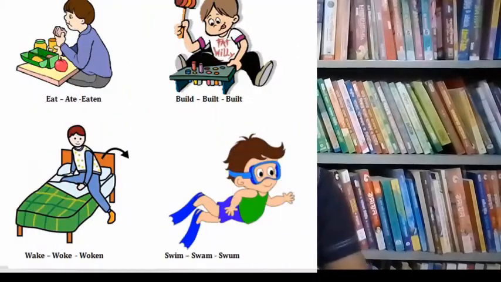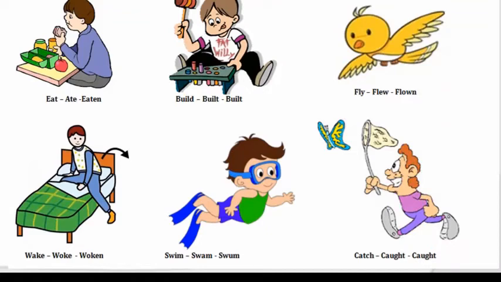So students, you had better memorize these strong verbs. I have some examples for you with activities. Eat, ate, eaten. You see, eat, ate, eaten, these three forms are totally different. Build, built, built. Fly, flew, flown. Wake, woke, woken. And these are all different, students.